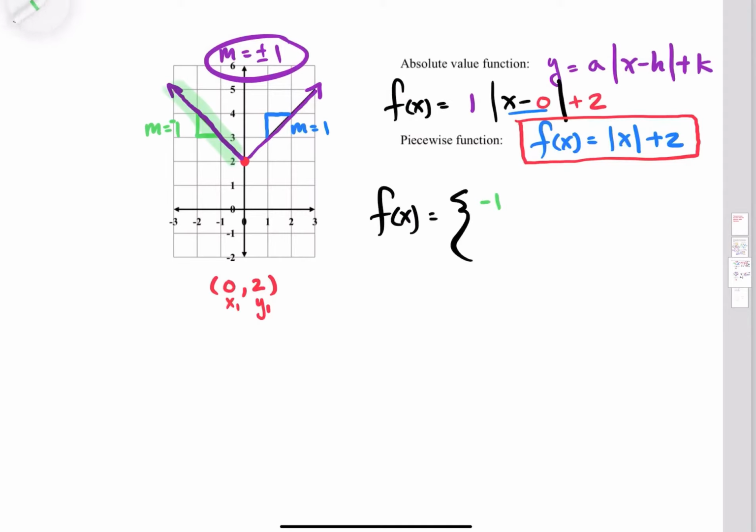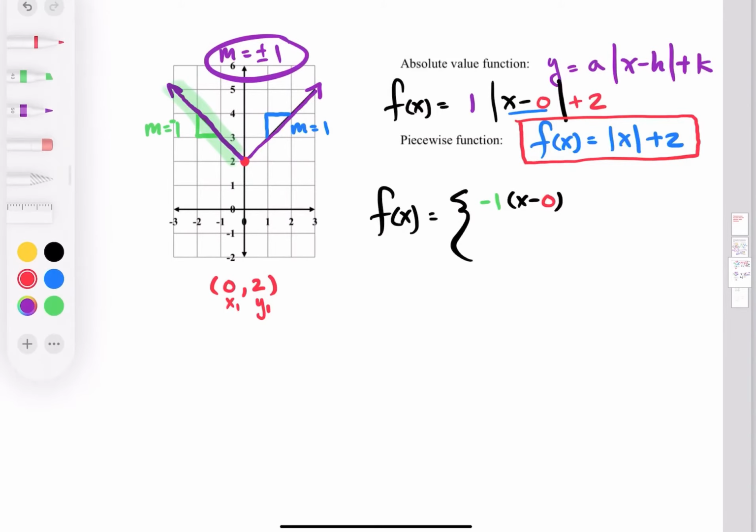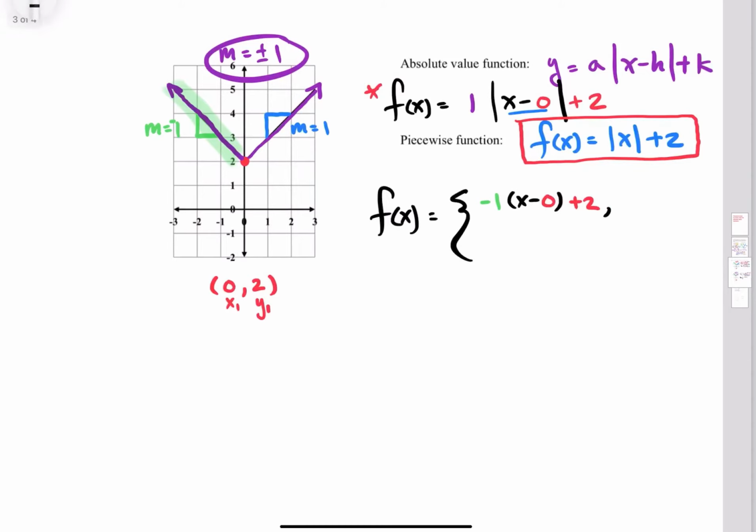And then we have our x minus x1, so that means x minus 0. And we'll go ahead and close up the parentheses. And then the y1 is 2. And again, compare that with our original absolute value. It looks pretty much the same thing. So now we just need to write out the interval. Now the interval, again, we're taking a look at the x values, is everything towards the left of 0.